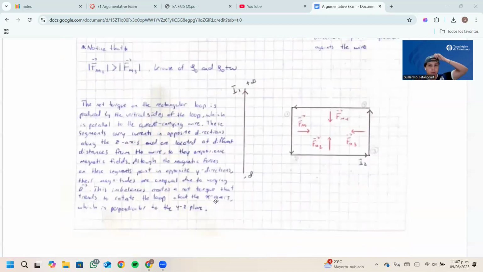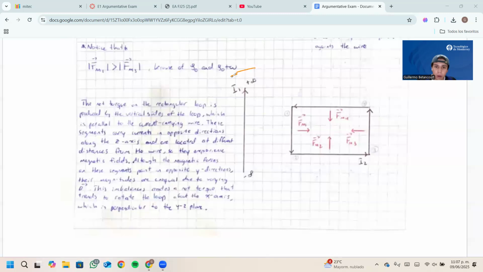At last, we have this diagram where we can show that all four forces are going into this square loop instead of going outside.